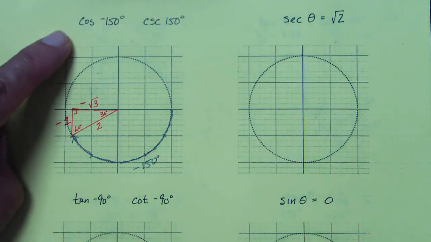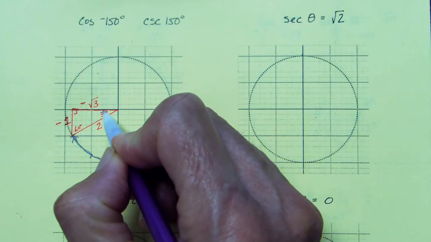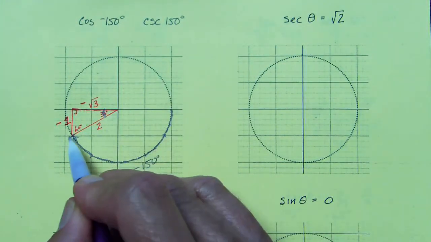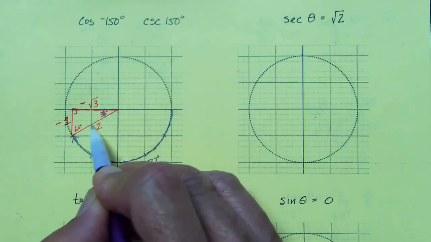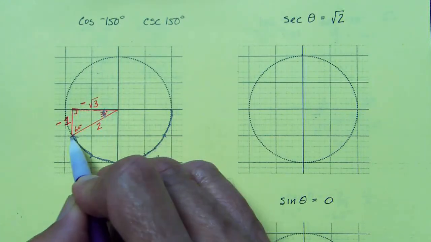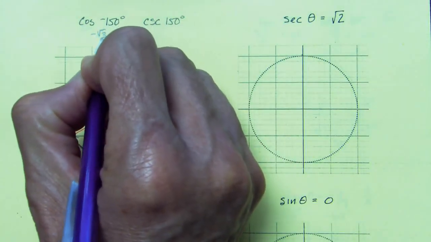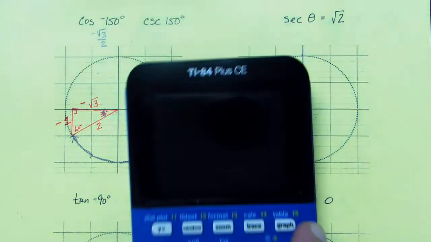So now we can start to decide, okay, what is the cosine of negative 150? With respect to the center, we always do these things with respect to the center, the adjacent over the hypotenuse, or if you will, the horizontal displacement over the radius. So negative root 3 over 2. That's what I would guess that the cosine of negative 150 is equivalent to. And we can check that on our calculator.